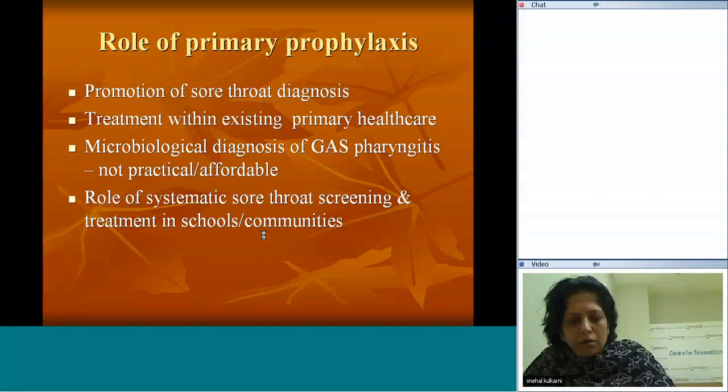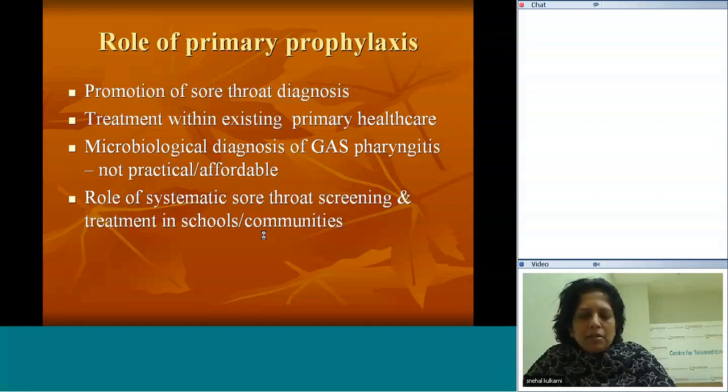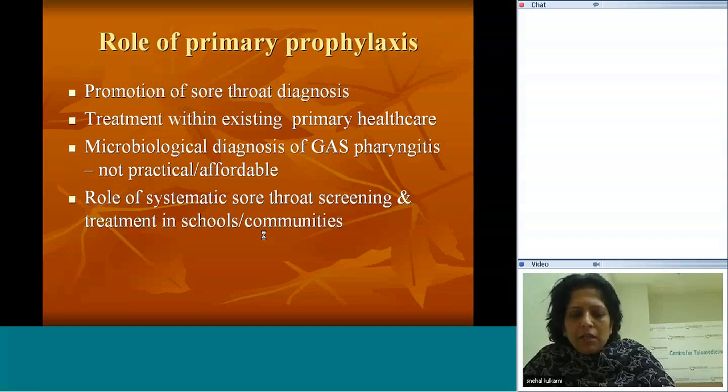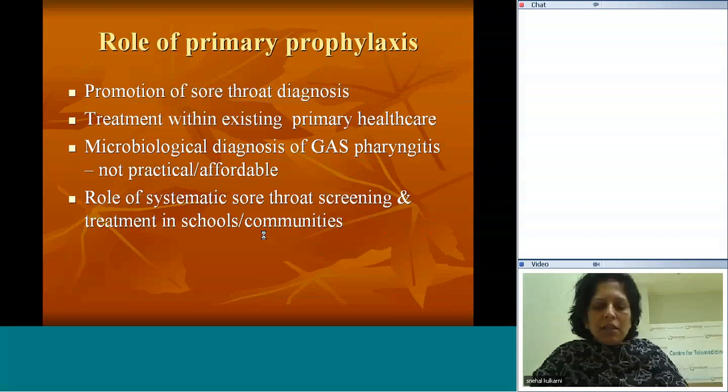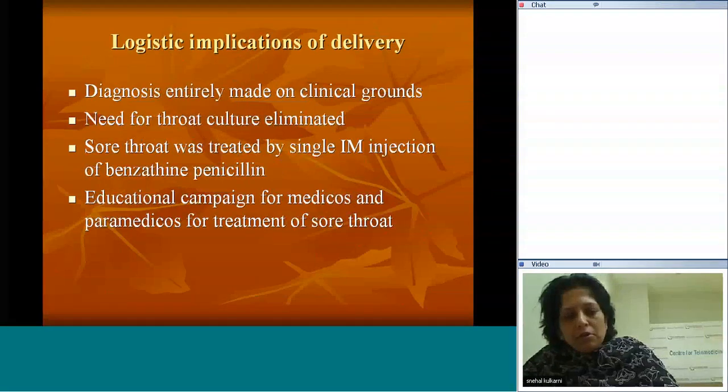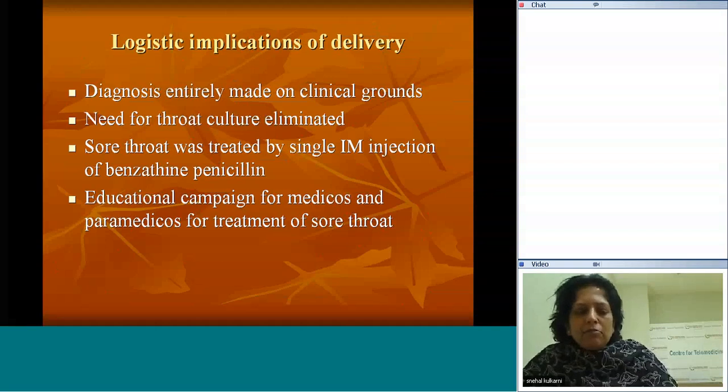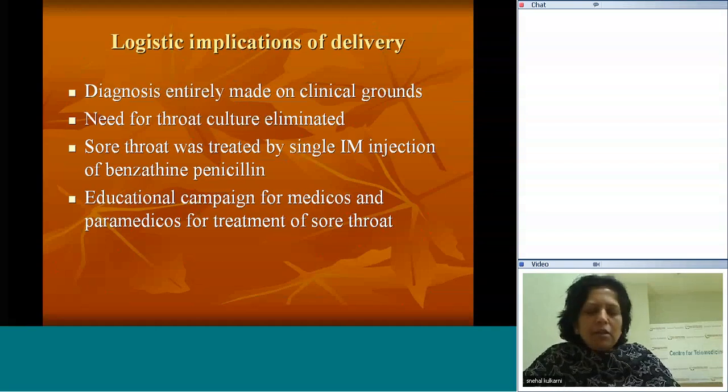Microbiological diagnosis of group A streptococcal pharyngitis, if you really look at community-based practice, is not practical and not affordable. So we have to incorporate a systematic sore throat screening program for treatment in schools and communities. In this program, the diagnosis is made entirely on clinical grounds. You just clinically suspect bacterial pharyngitis and you treat it.